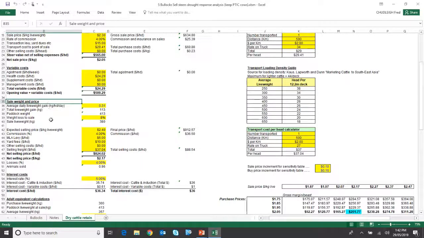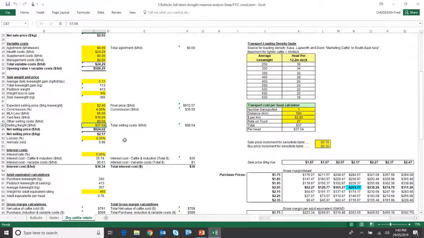Sale weight and price. So if we keep them, we expect them to put on about 1/3 of a kilo a day. It's pretty good grass in that paddock. That gives us a 413 kilo steer in 12 months' time, which was our normal saleable steer. 380 at the yards. We expect to get $2.40 for him. The commission's got to come out, levy, yard fees, transport costs we calculated over here and put in. That gives us an $824 steer.